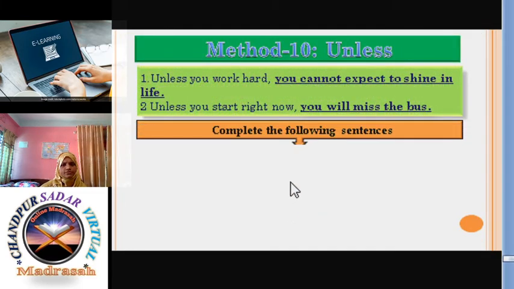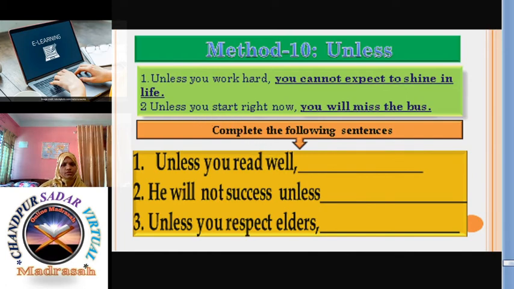Method 10: unless. Here are given examples. Unless you work hard, you cannot expect to shine in life. Unless you start right now, you will miss the bus.